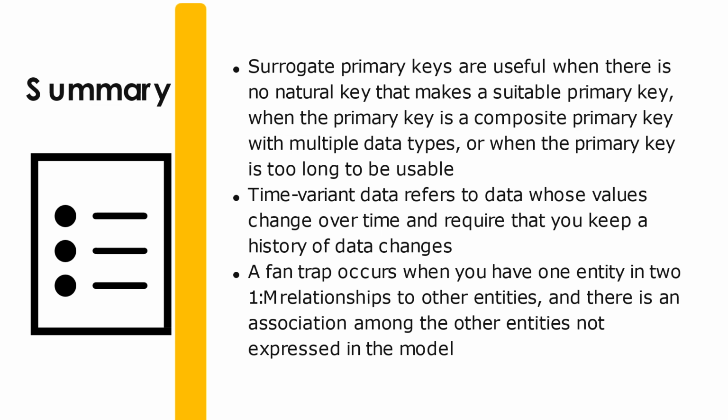Time-variant data refers to data whose values change over time and require that you keep a history of data changes. And lastly, a fan trap occurs when you have one entity in two one-to-many relationships to other entities, and there is an association among the other entities not expressed in the model.